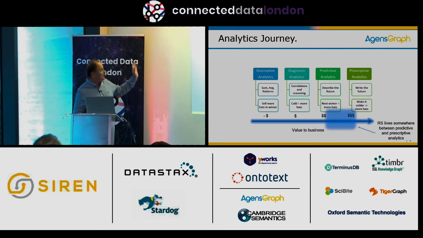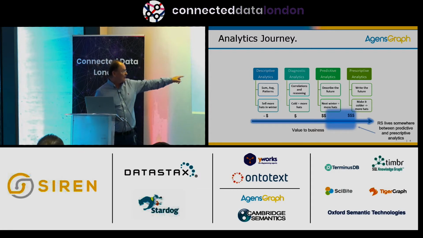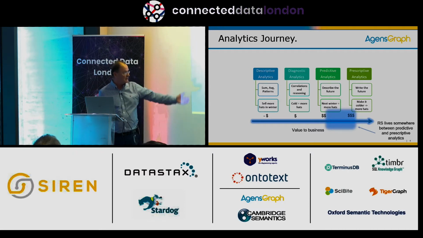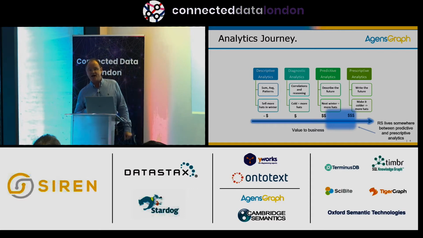So on the journey of analytics, we start from descriptive analytics, which is basically Excel and sales charts and graphs and averages and sums, telling you that you sell more hats in the winter. Then going through diagnostics, almost like a doctor's chart: why is it? Because cold means more hats. What's going to happen next winter? Oh, we'll sell more hats. And then this concept of prescriptive analysis is writing the future. So if we could make it more cold, which is very topical now with climate change, we all have an onus to bear in that really.